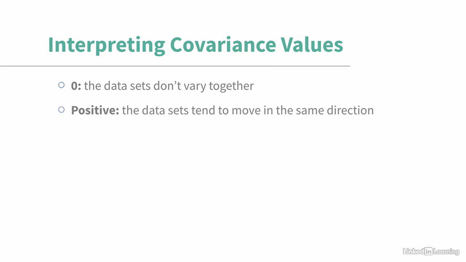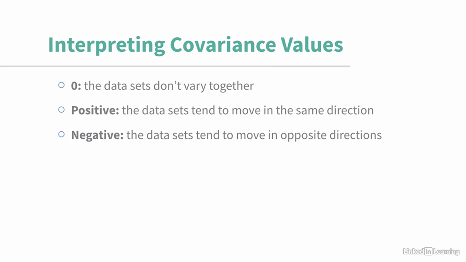If you have a positive covariance, the data sets tend to move in the same direction. So if one value goes up, such as personal income, then the other value would go up, such as amount spent at your store. If the values show a negative covariance, then they tend to move in opposite directions.